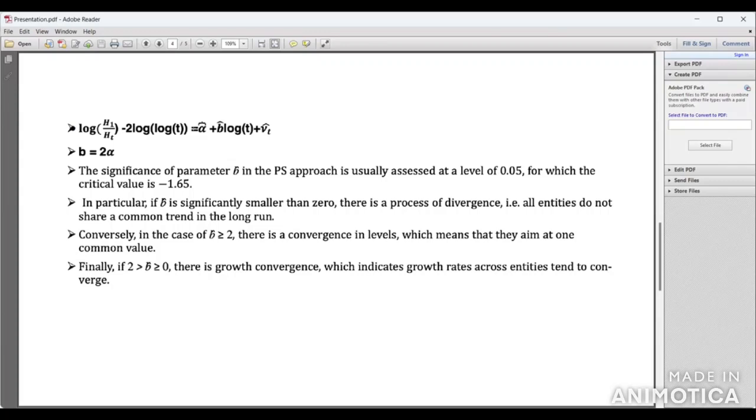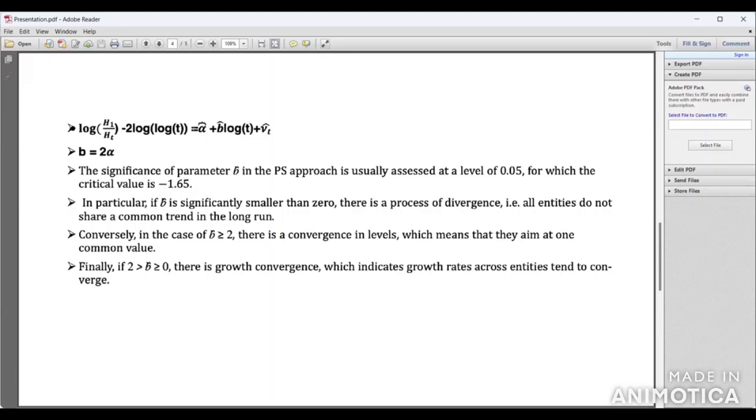And there are some rules of thumb. We generally take the 5% significance level, where the critical value is minus 1.65. Based on this, we take the decision. If the value is greater than 0, we say the process is diverging, the entities are diverging. Otherwise, if the value is greater than 2, then we say there is convergence in levels, which means that they are converging to a particular level.